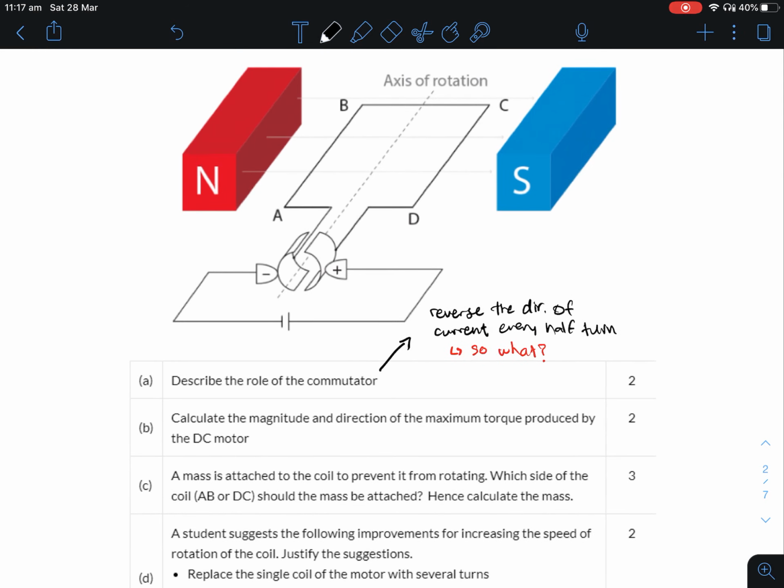It's actually to ensure that the torque is in the same direction, right? You want to maintain the torque in the same direction. Or in other words, what am I really saying? I'm really saying that I want the motor to continue rotating in the same way, right? I don't want the torque to suddenly reverse, okay? And so this, in reality, you should say, ensures the motor continues to spin in the same direction.